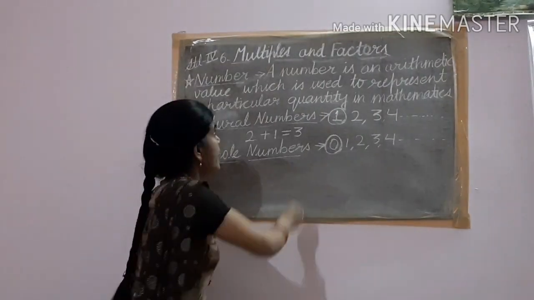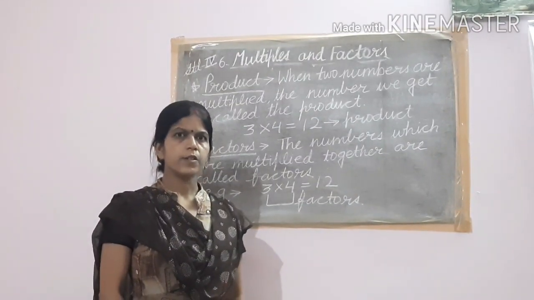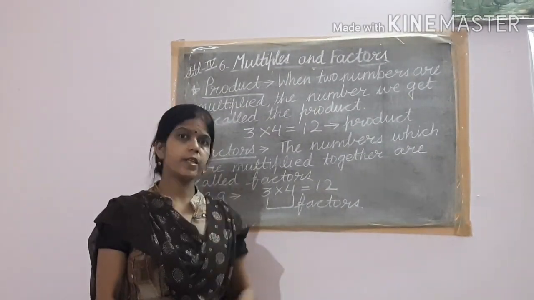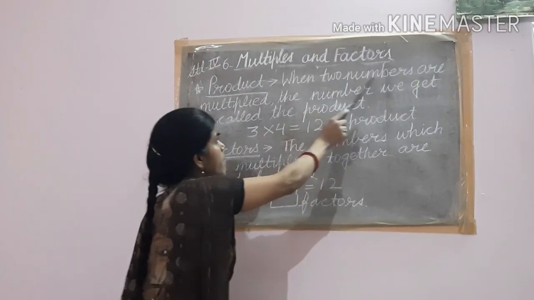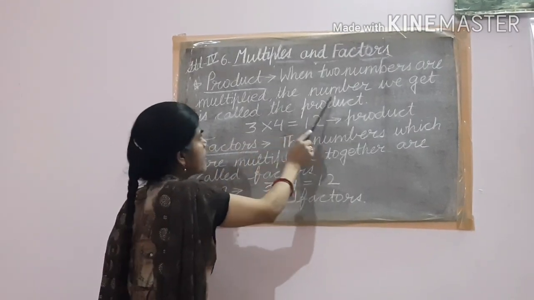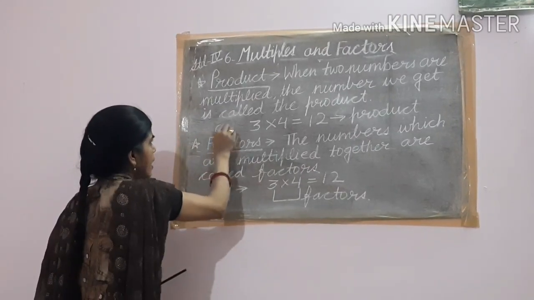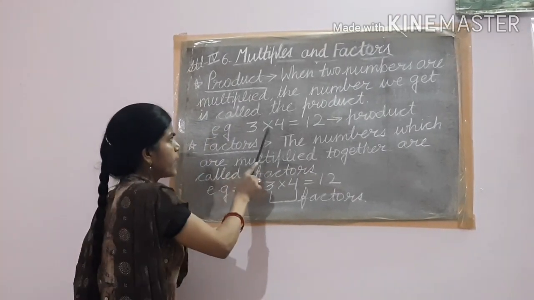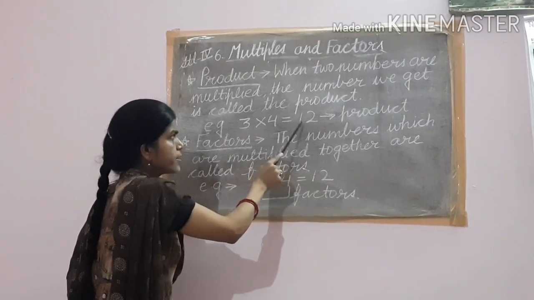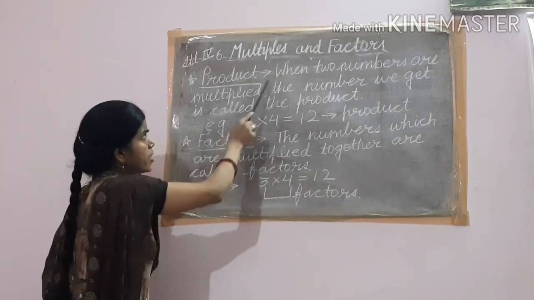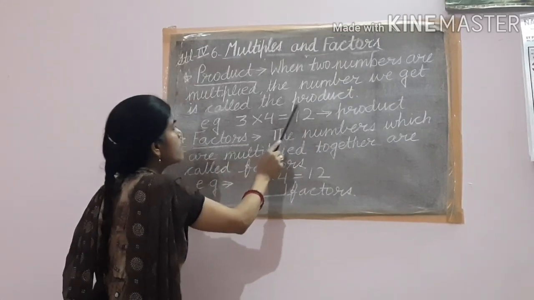Now let us come to the chapter, that is multiples and factors. In the multiplication chapter, you have already learned about product and factors. So what is a product? When two numbers are multiplied, the number we get is called the product. One example: I have written here 3 multiplied by 4. Here 3 and 4 are multiplied together and the answer is 12. This is called the product.